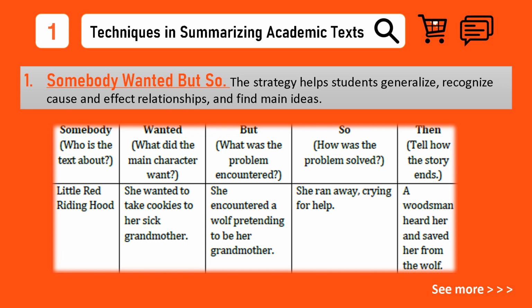So answers the question, how was the problem solved? In the story, we knew how Little Red Riding Hood ran for her life. She ran away, crying for help. Lastly, then. This tells how the story ended. Little Red Riding Hood was so lucky that a woodsman heard her and saved her from the wolf. And that's how the story ended.